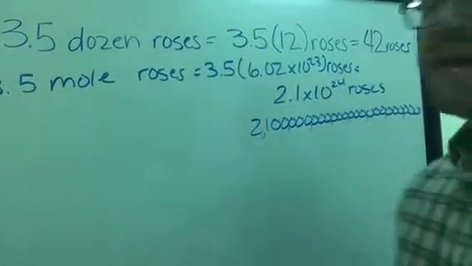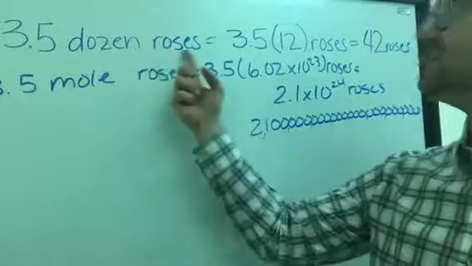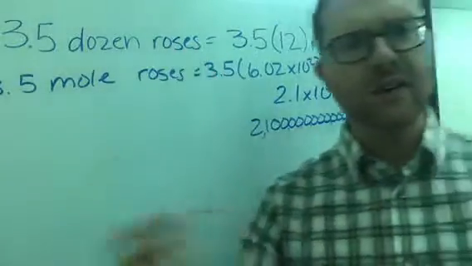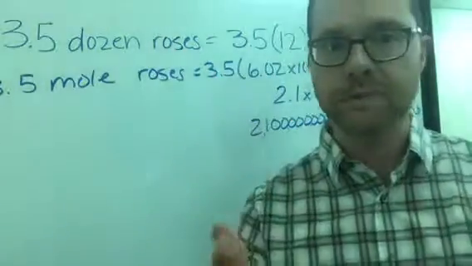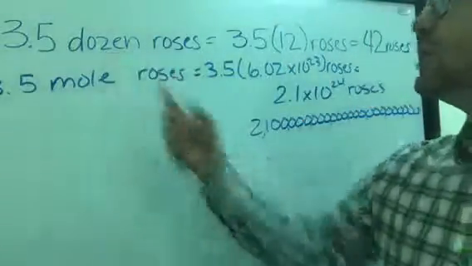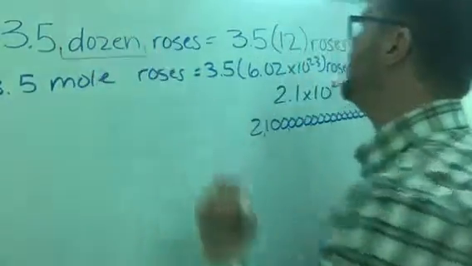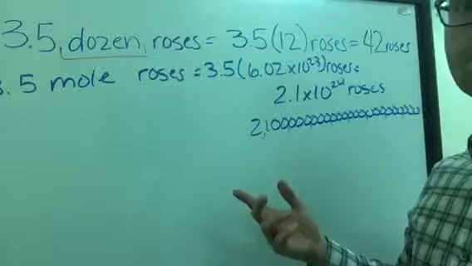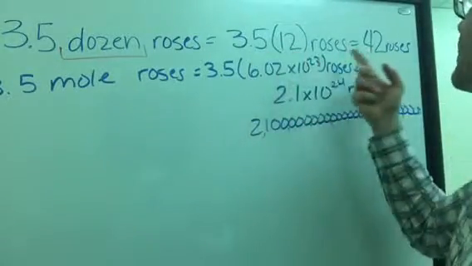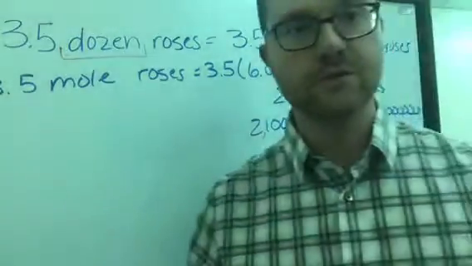All right, if you have 3.5 dozen roses, if I said, go give me 3.5 dozen roses, you would understand this word dozen as an amount means 12. So you would just multiply 3.5 times 12, and you'd give me 42 roses.